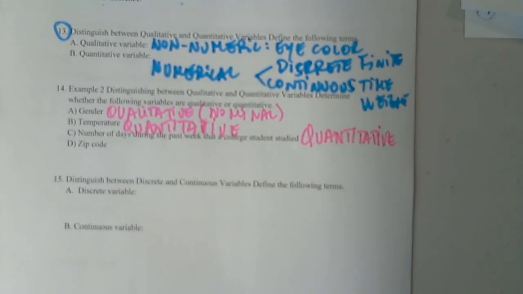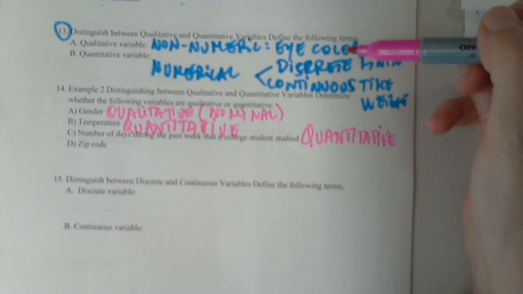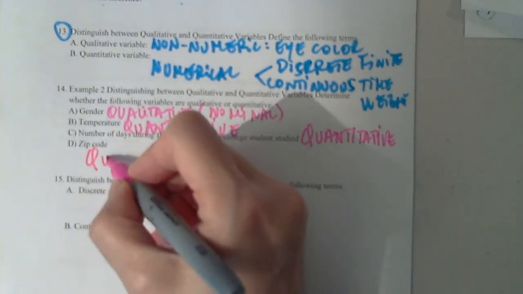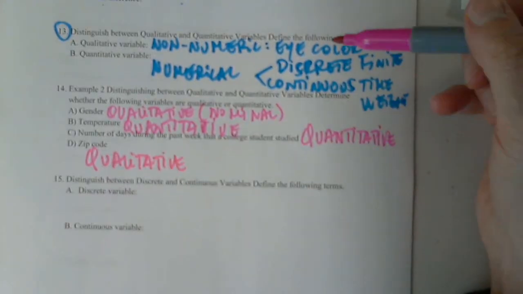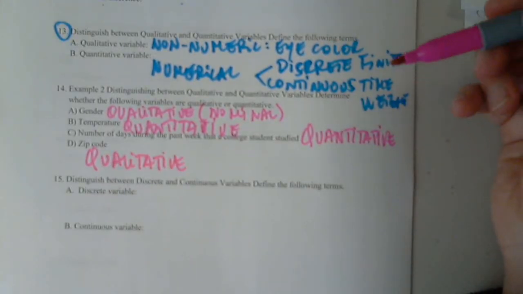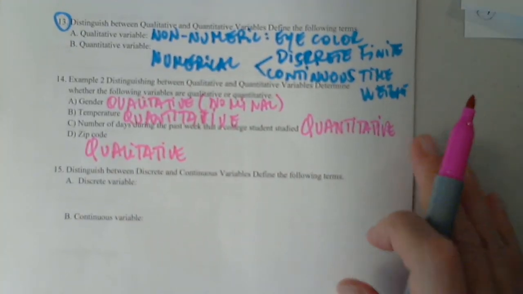What about zip code? We cannot analyze it. We cannot perform any operations with it. It's basically like eye color. Qualitative. We cannot perform operations with eye color or gender or zip code. It doesn't mean anything. The results will not mean anything.